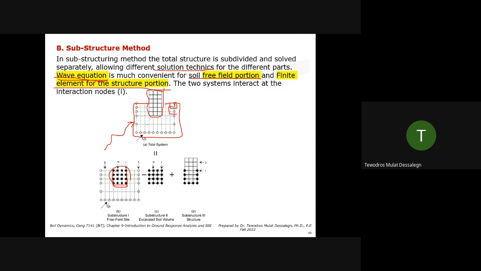For example, if this is excavated soil, to put the structure in, what it does is you have the free field motion, but from there, you remove the excavated soil. And then you add the structure. So what you get from the wave propagation at the interaction points will be input to the structure. You solve the structure, then it comes back and provides input to the soil. So they are working alternately. We're combining different techniques. Finite element is much better for the structure, and the wave equation is much better for the wave propagation. If you use finite element or finite difference in all parts, it's computationally expensive. There will be some limitation.